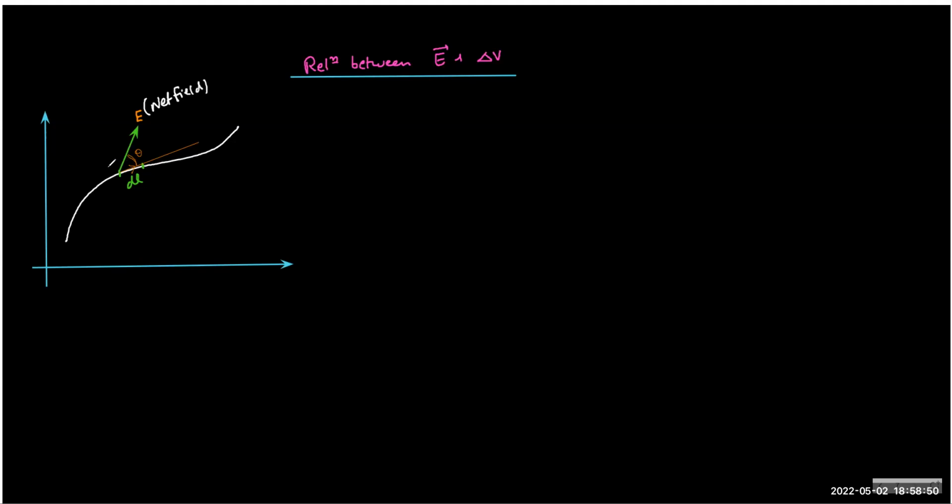Again, if I call the potential here as V, then the potential here we can call V plus dV. So the question is, what is the component of field in the given direction in which we are moving? Sir, can we write E cos theta as V minus (V plus dV) upon dl? Yes, sir.